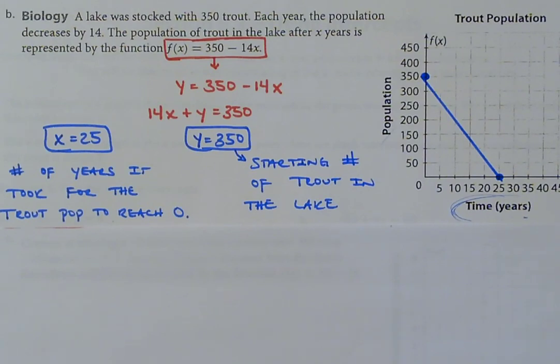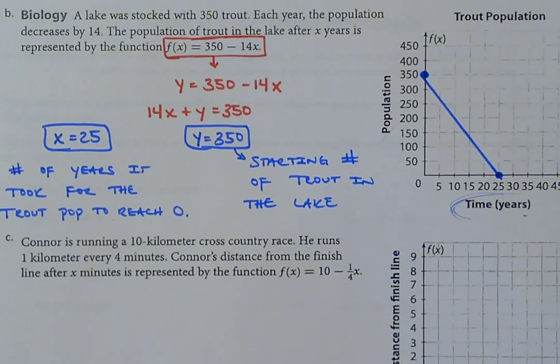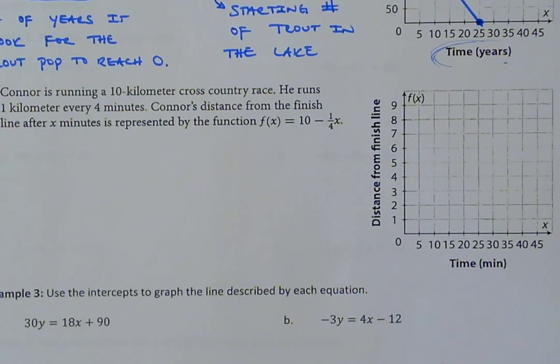Now, part C is the same idea. It's just new problem, new situation, new equation. You would do the same thing we just did for parts A and B. Change this to y equals 10 minus 1/4 x. Move the 1/4 x over. Use the cover-up method to find x and y. Plot your points and interpret what they mean.